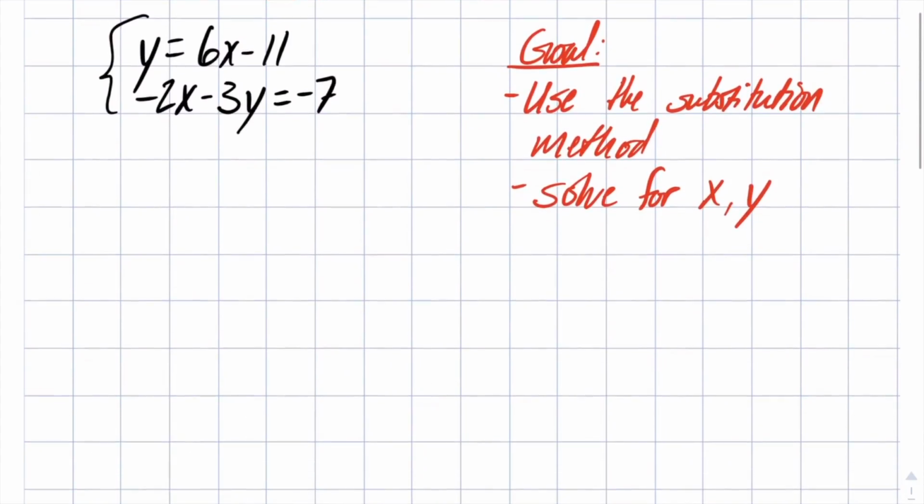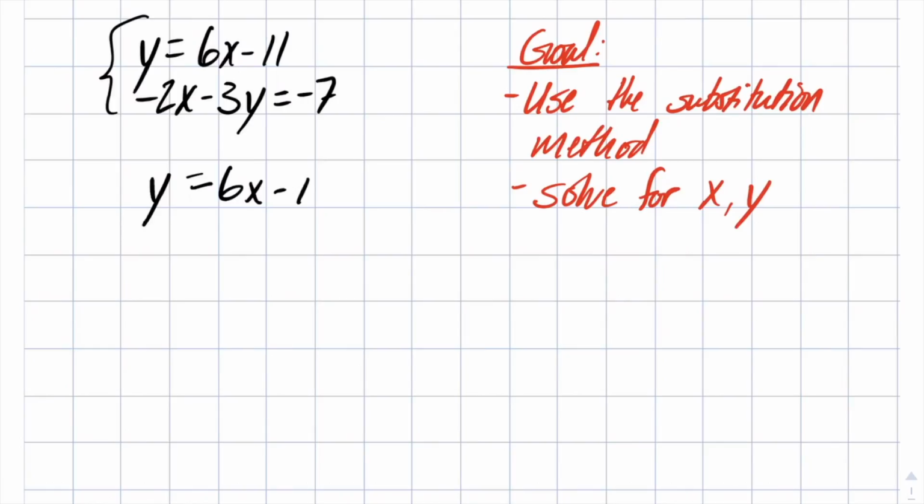First thing I always like to do is rewrite these. y equals 6x minus 11 and negative 2x minus 3y equals negative 7. So the substitution method is just what it sounds like. You're going to substitute one thing for another.